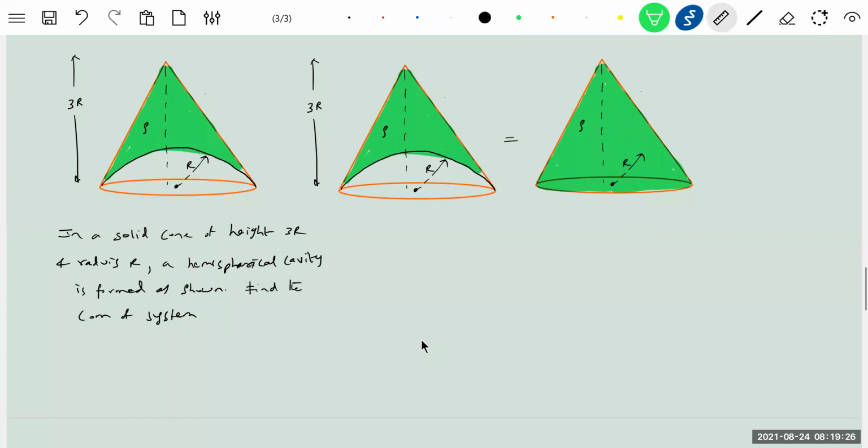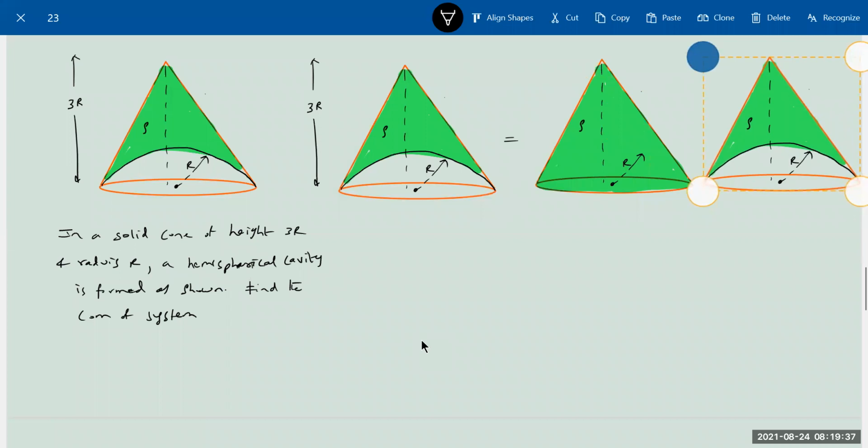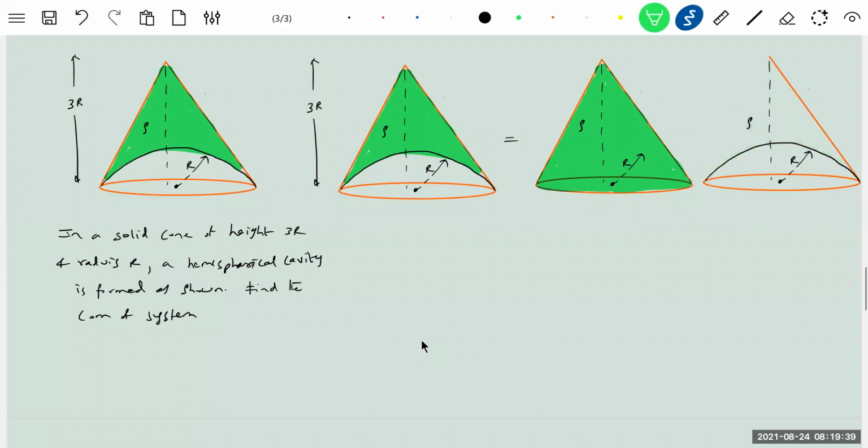Let me shade it here. When I put this negative density hemisphere in that solid cone, definitely what do I expect? The positive density and negative density will cancel out, and finally what do we get? We get a solid cone with a cavity.